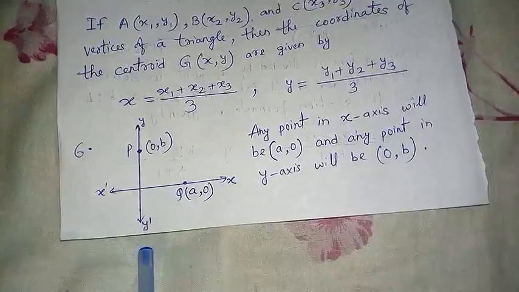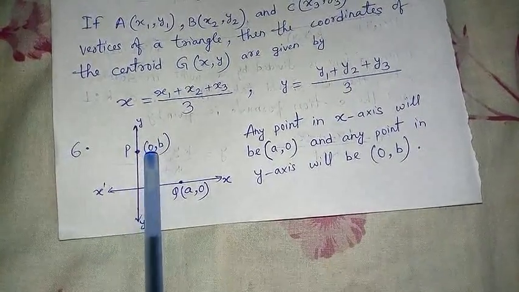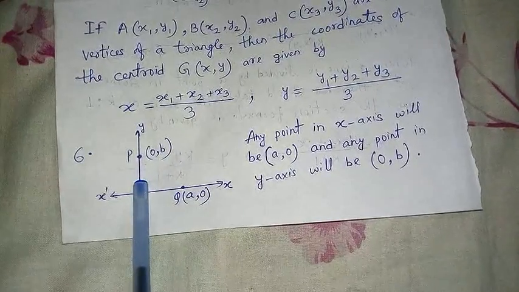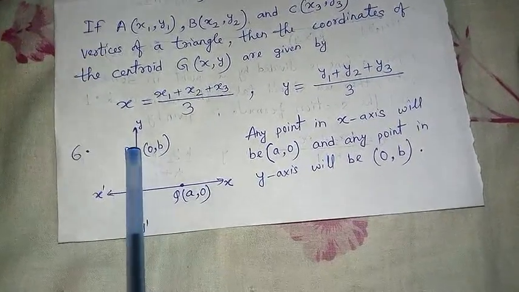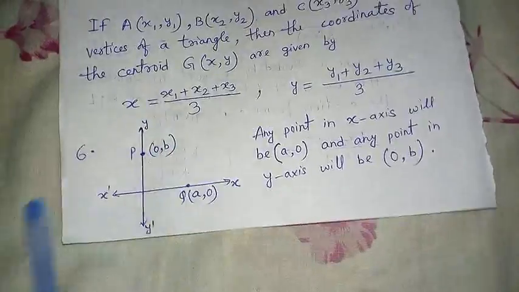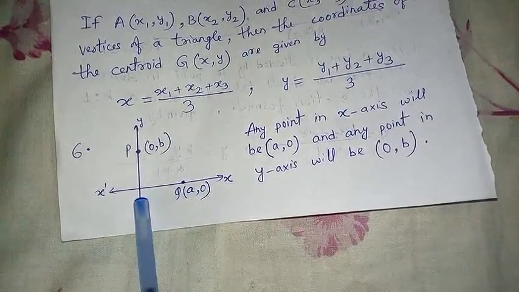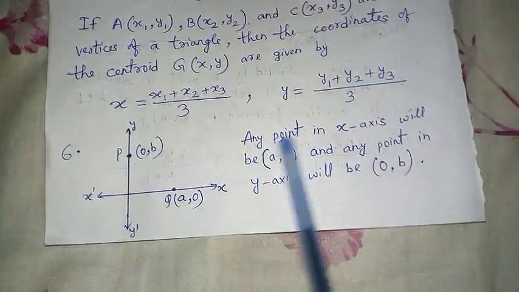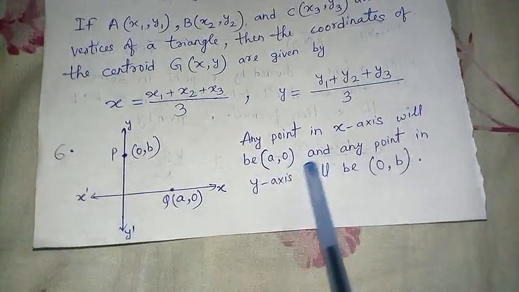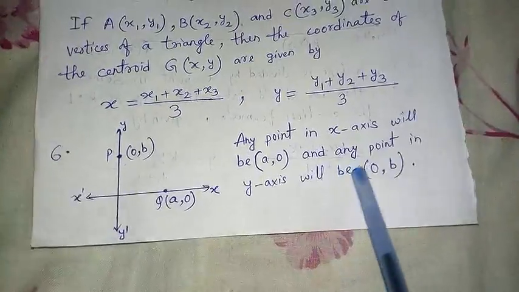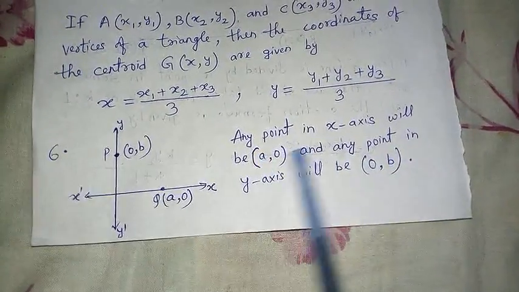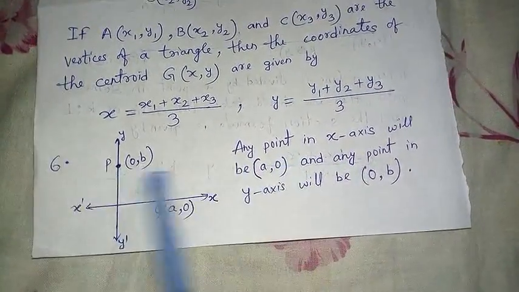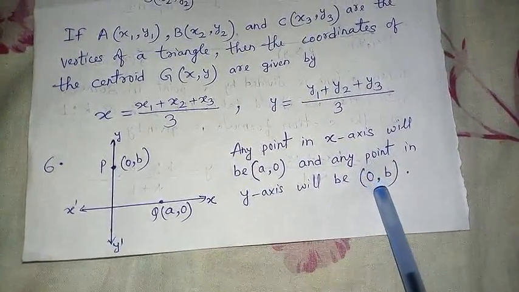And in y axis, the abscissa is always 0 and ordinate is something. Like I can say here it is 0 comma 1, 0 comma 2, 0 comma 3, such kind of coordinates we have. And here 0 comma minus 1, 0 comma minus 2. That means first value is always 0 in y axis. So any point in x axis will be a comma 0, and any point in y axis will be 0 comma b. That means here a and b will be different values, but second value is always fixed in x axis, 0, and in y axis first value is always fixed, it is 0.